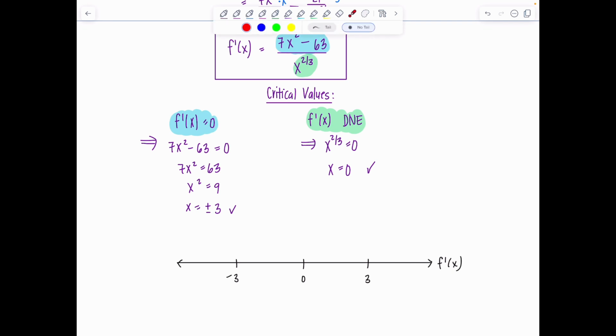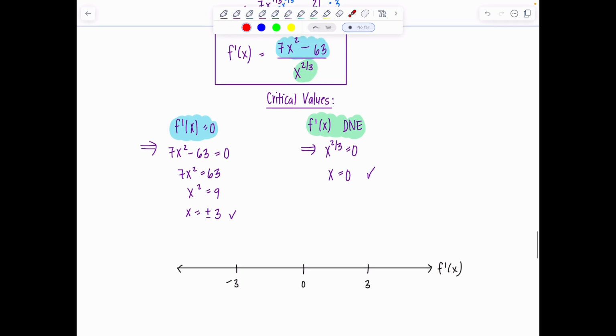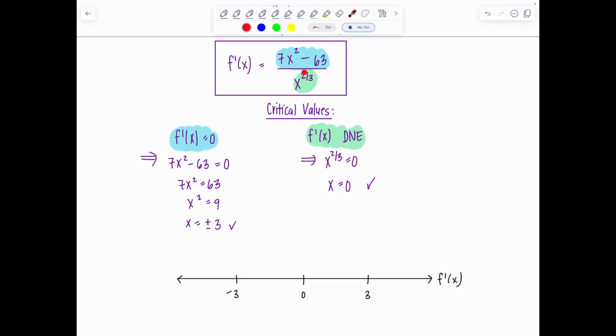Let's pick somebody over here and pick something nice. I know if I take a number and I raise it to the 2/3, it's always going to be positive. Why do I say that? When you raise something to the 2/3, that's the same as taking the cube root and then squaring it. Okay, so it's always positive over there. The denominator is always going to be positive. I can just plug in numbers now to the numerator to see.